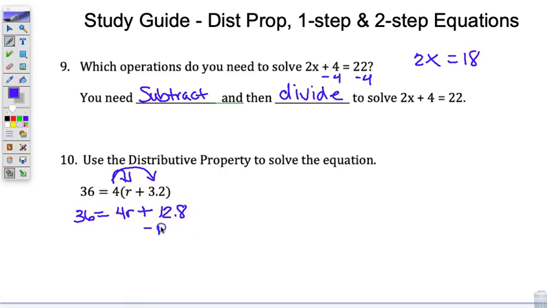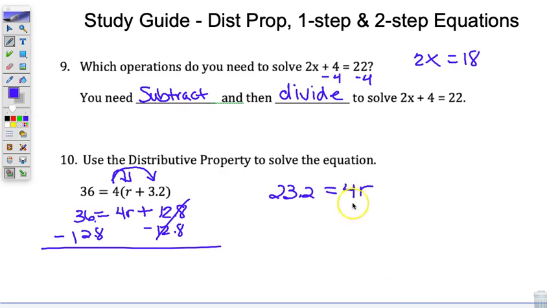From here, we're going to subtract 12.8 on both sides. A positive 12.8 subtract 12.8 is 0. Now keep in mind that when you're subtracting decimals, you have to add this decimal here and a 0, or you may use your calculator. 36 subtract 12.8 is 23.2, and that is equal to our 4r. If we divide both sides by 4, r is going to be equal to 5.8.